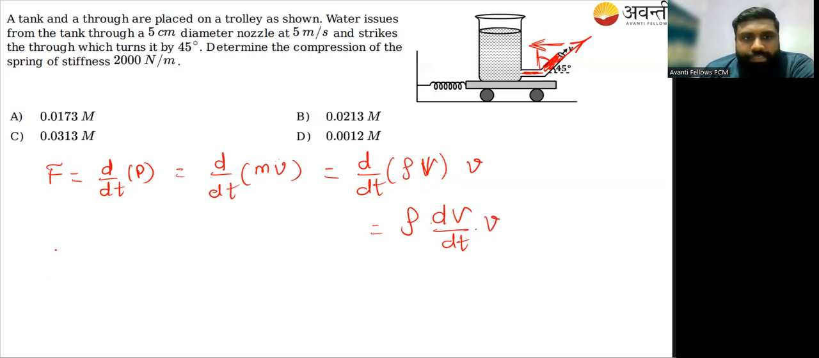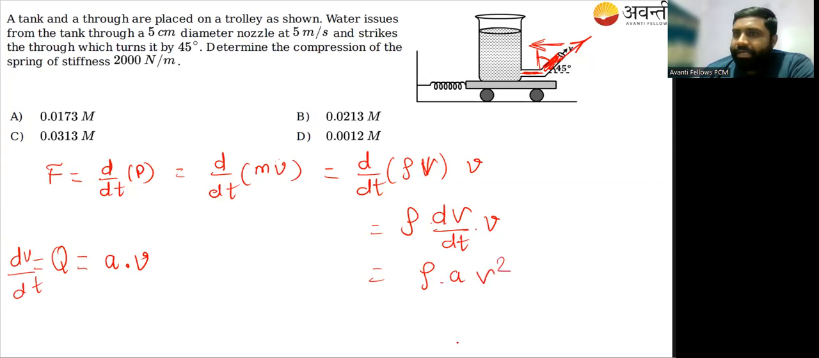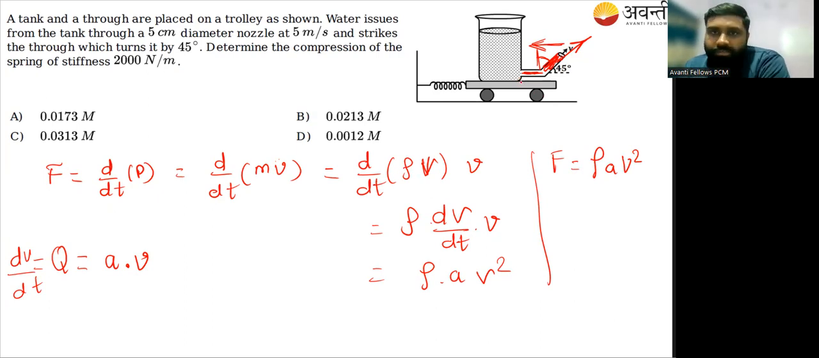Now according to the continuity equation, this volume flow rate, which is Q, is given by the area of the orifice or the nozzle multiplied by the velocity. Now put the value here. Q here is nothing but dV/dt. So put the value, and it will become rho A v square. Now this force F is rho A v square, which is exerted by the water.